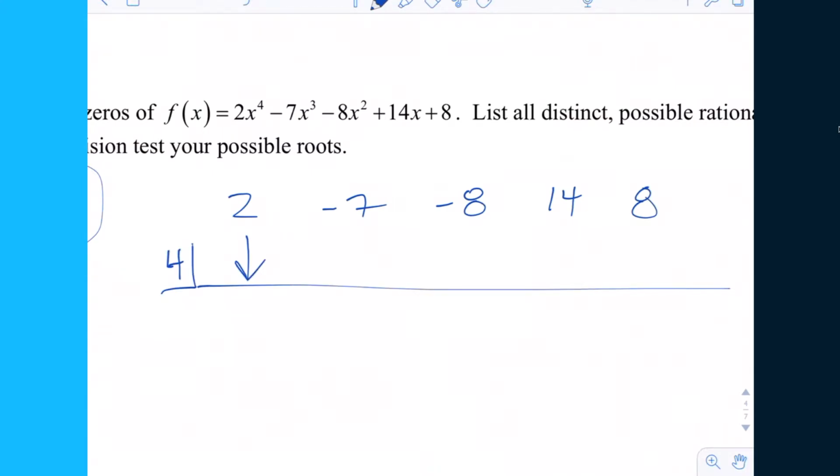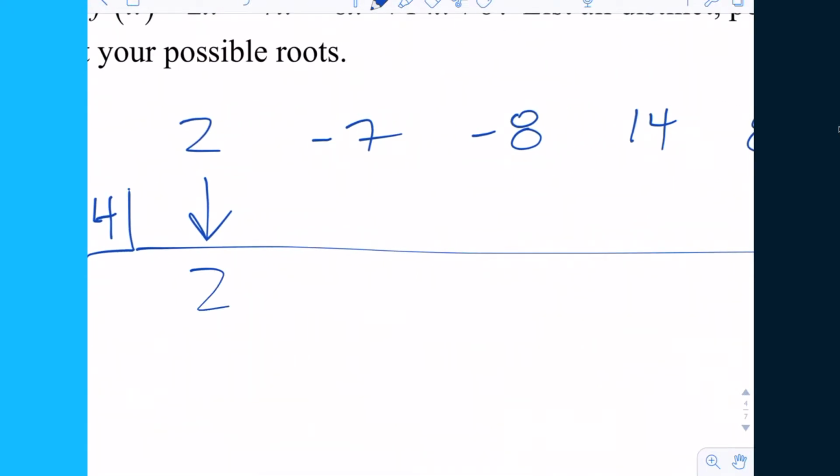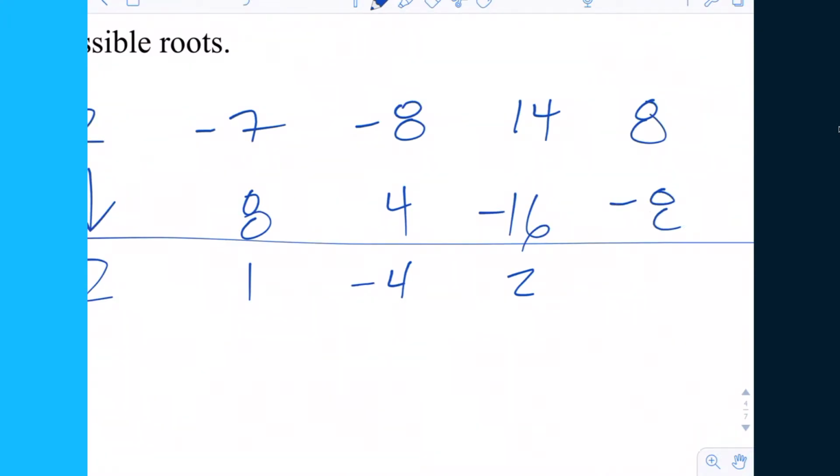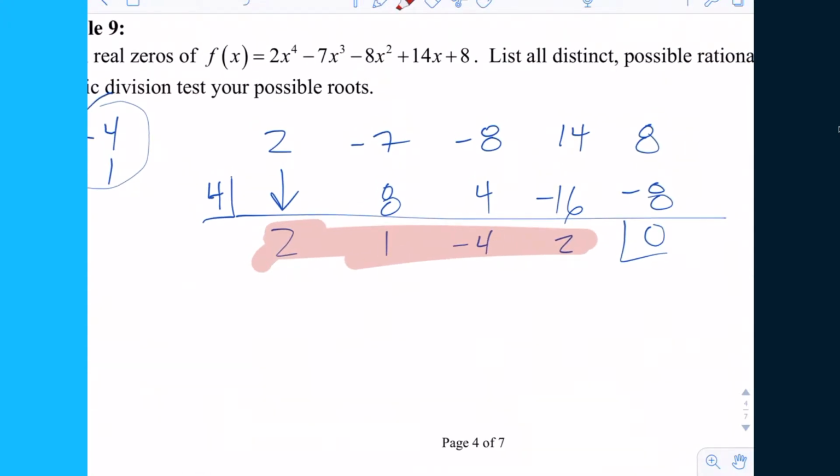So let's just kind of get back to where we were. Bring down the 2, and you multiply, you get 8, subtract 1, 4, -4, -16, 2, -8, 0. Okay, so that's where we were yesterday. What is the degree now of the polynomial whose coefficients are these, the depressed polynomial? It's degree 3. Now, we need one more root in order to determine what the quadratic is.